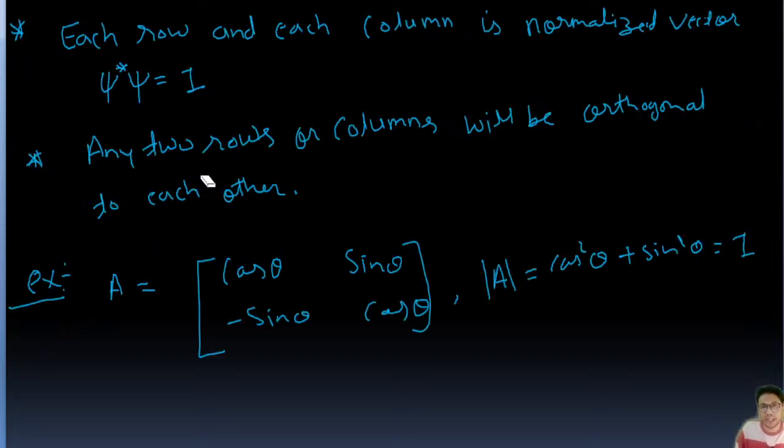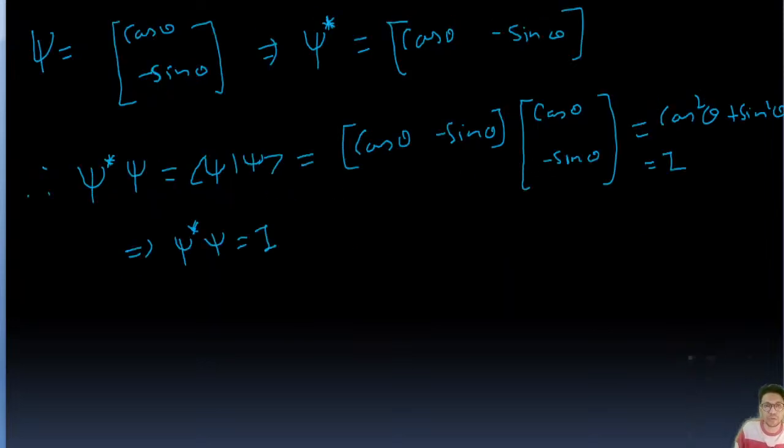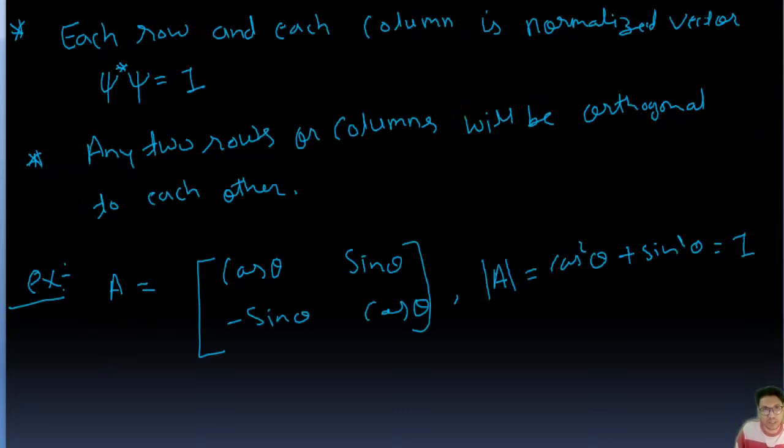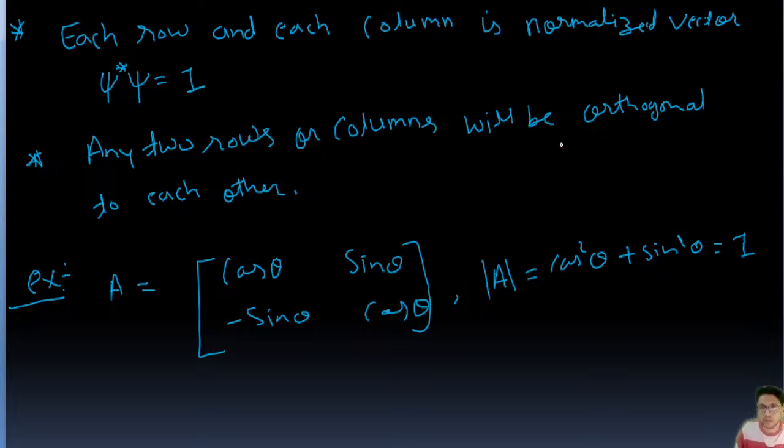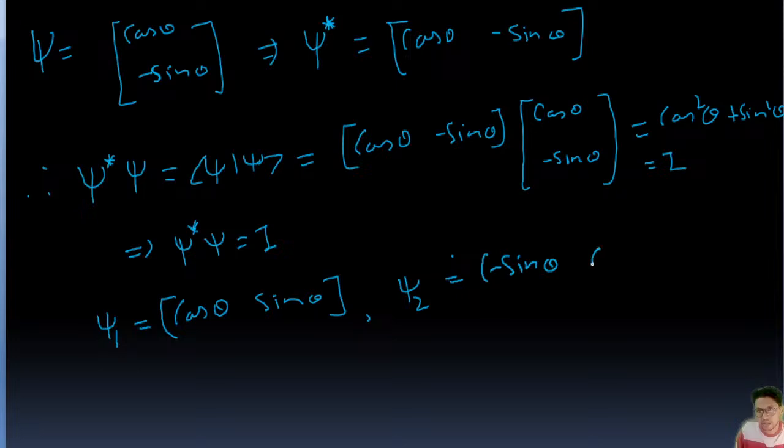Now similarly we are going to explain this point: any two rows or columns will be orthogonal to each other. Orthogonal to each other means psi star psi is going to be 0. So we have taken any two rows. psi 1 we have taken from here: cos theta, sin theta, one row of the matrix. And psi 2, the second row, is minus sin theta, cos theta.